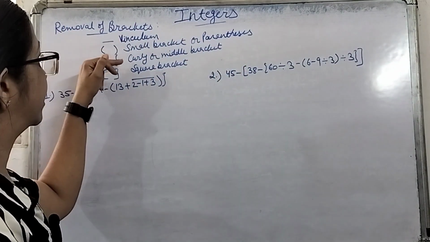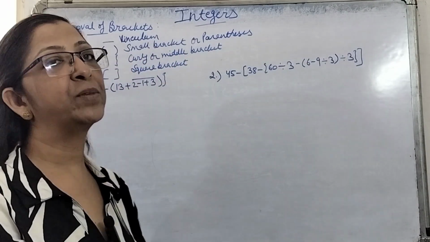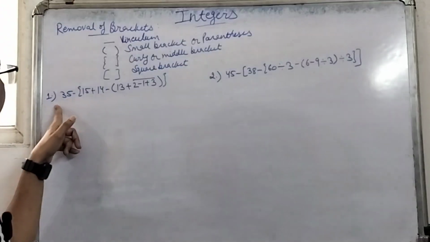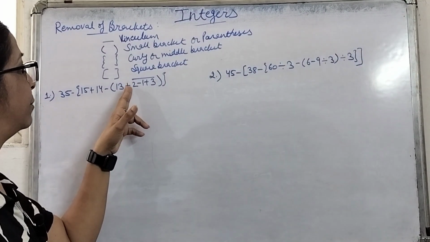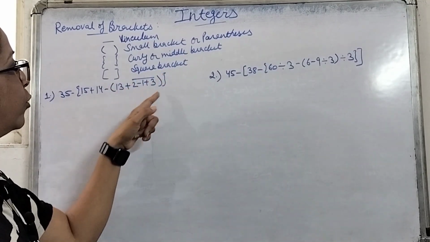After that, we will be solving the curly bracket or middle bracket. And then we will be solving the square bracket. Now let's see how it will be done. So if we have to solve 35 minus 15 plus 14 minus 13 plus 2 minus 1 plus 3, brackets are there. First of all, what we will be doing?